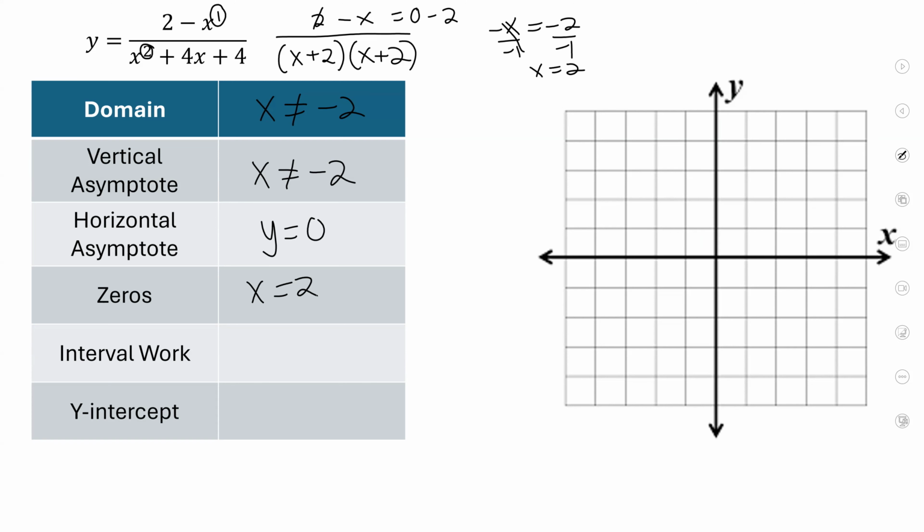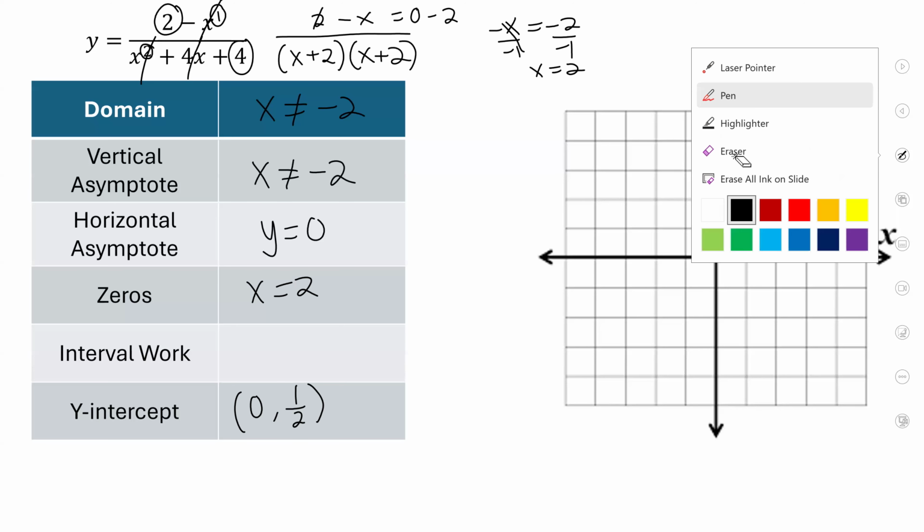Your y-intercept, just plug in zeros everywhere. And what would you get? Yep, 1/2. Because this would be gone, that would be gone, that would be gone. You're left with 2/4, which is 1/2. Okay, so now let's talk about the interval work.